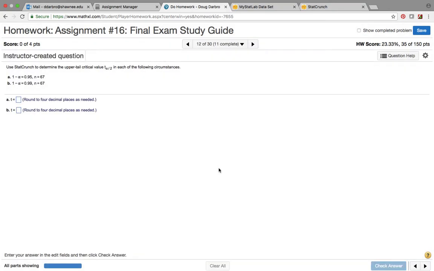All right, question number 12. Use StatCrunch to determine the upper tail probability. So the first one, we have 1 minus alpha is equal to 0.95, and we have n equal to 67. So we want the upper tail probability. So that means that our alpha is 0.05, so the upper tail alpha is going to be 0.025.